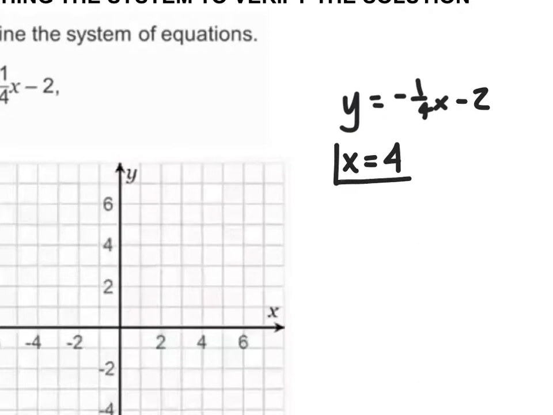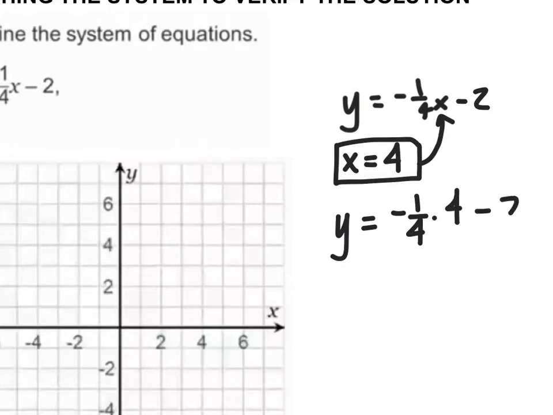Now what I'm going to do is plug in 4 into x of my other equation. Okay, so I'm going to rewrite my top equation, y equals negative 1/4 times positive 4 and then minus 2. So what I've done is I've replaced x with what x was equal to. X is equal to 4, so I plug that in up here. So y equals negative 1/4 times 4 minus 2.